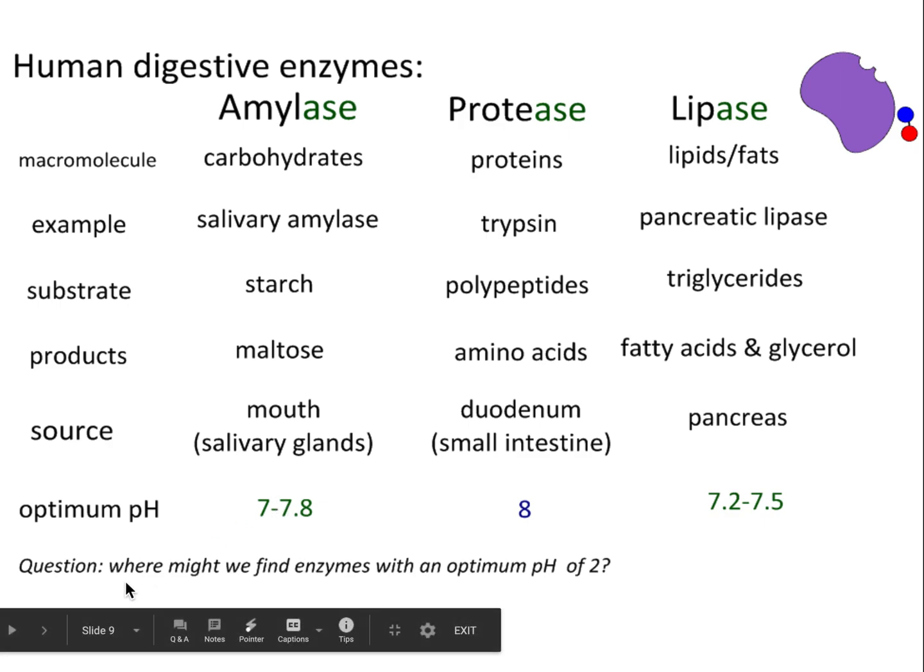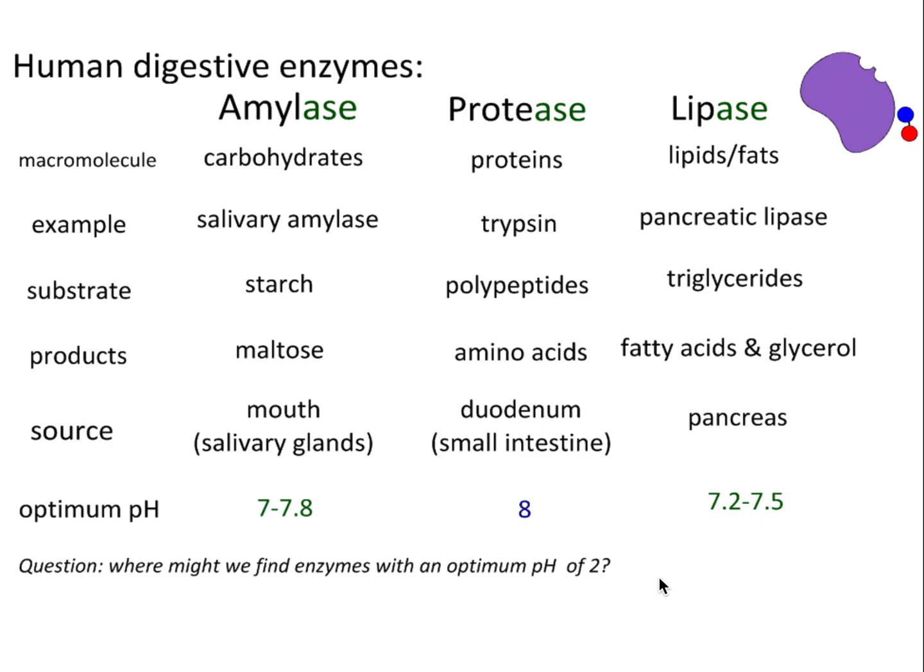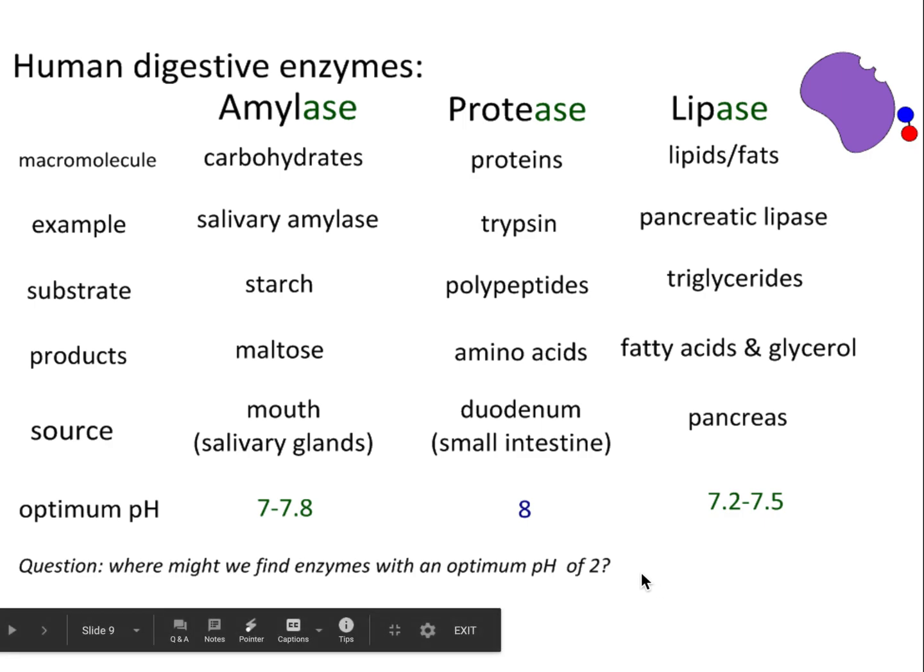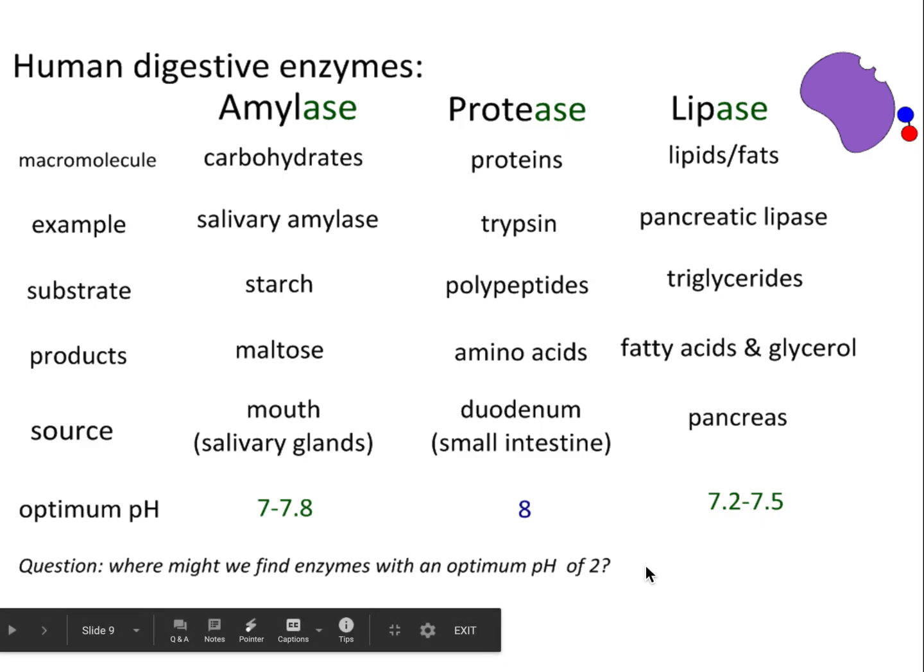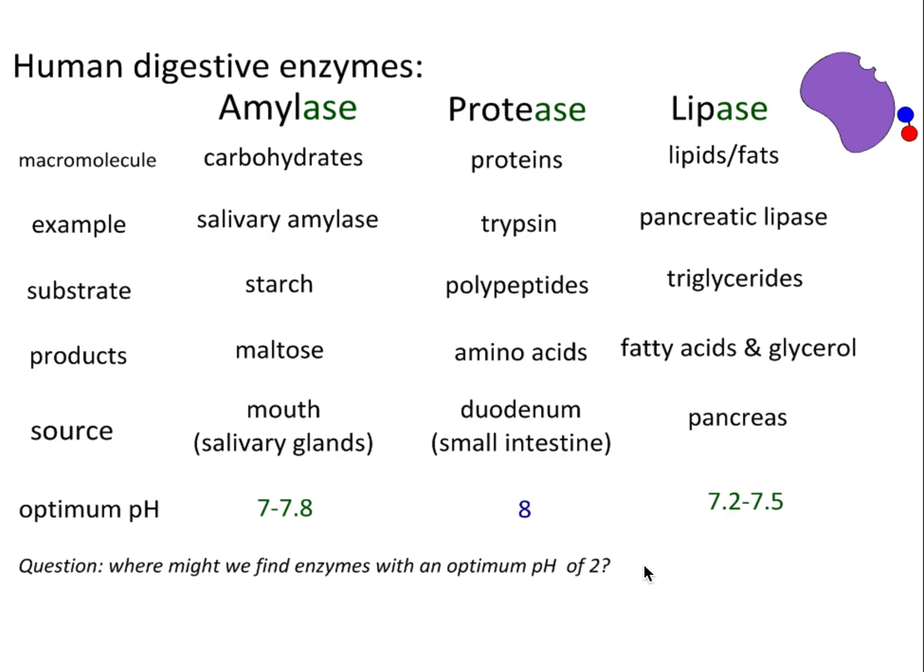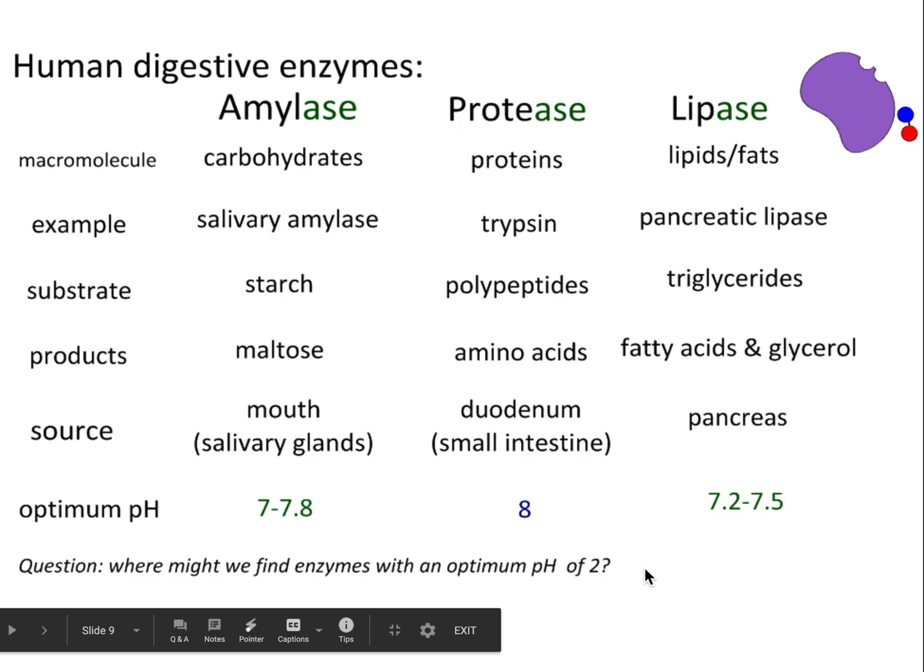Okay. The question down here says, where might we find enzymes with an optimum pH of 2? Give you a moment to think about it. Which part of our digestive system or organ do you think has a very acidic environment, right? pH of 2. And maybe you guessed it, it's the stomach. So the stomach is going to be where we see, because of that pH, it allows the enzyme pepsin, which really needs acidic conditions to work, to break down the proteins in our food.